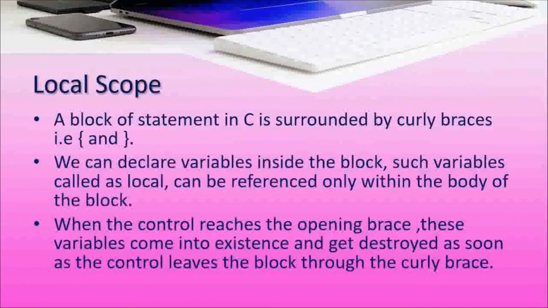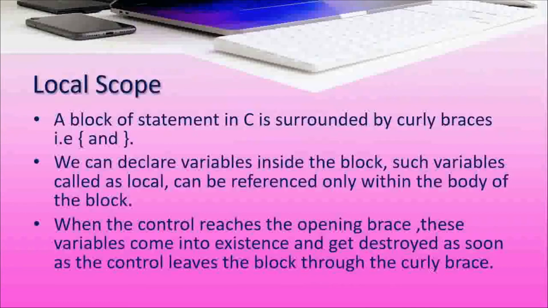A local scope is a block of statements in C surrounded by curly braces. Whichever block of statements it is, if it is the main function, it starts with an opening curly brace and ends with a closing curly brace. If it is an if statement with multiple statements, it also starts with a curly brace and ends with a curly brace. So all the blocks of statements in C are surrounded by an opening curly brace as well as a closing curly brace.